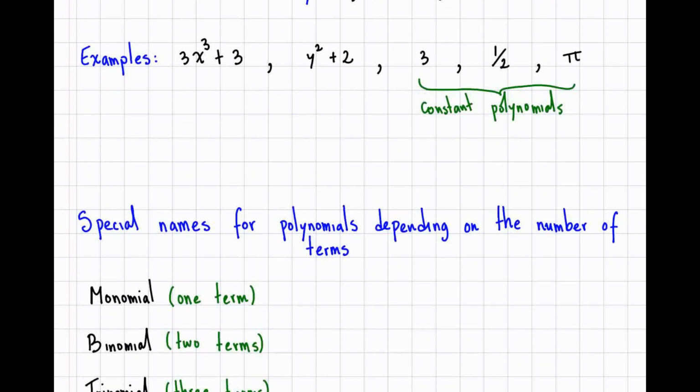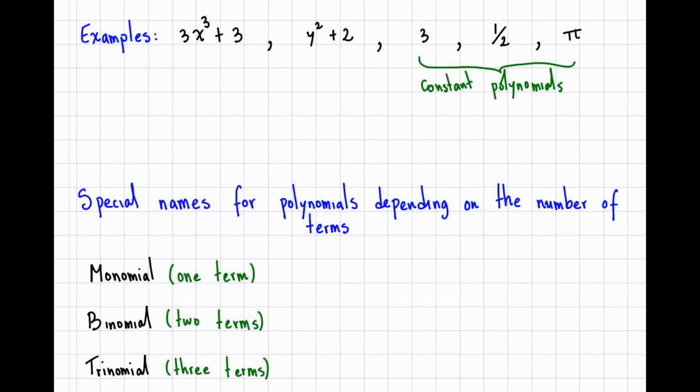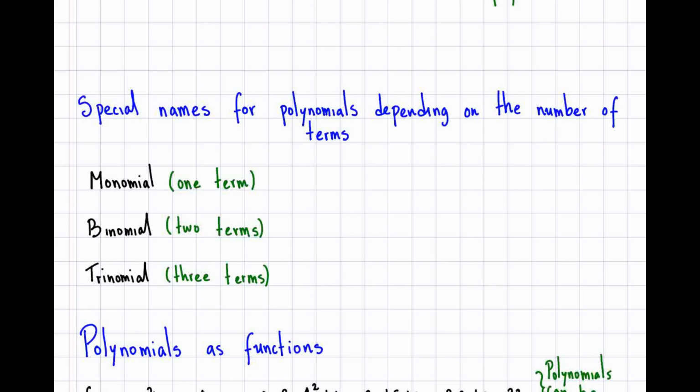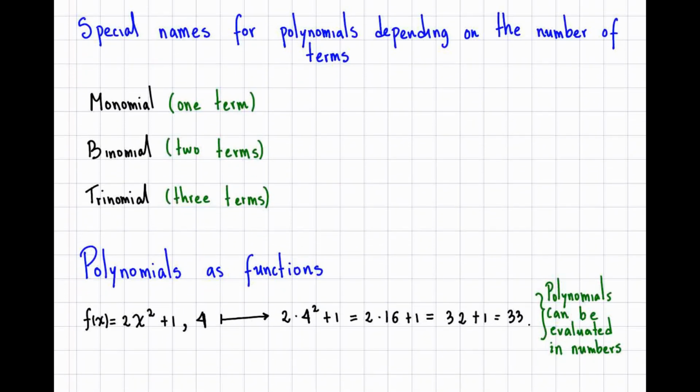Now, there is a classification of some polynomials depending on the number of terms: monomials, binomials, and trinomials. A polynomial is a monomial if it has exactly one term, like x raised to the power of 3, 2 by x raised to the power of 2, and 3. Remember, this is a constant polynomial.